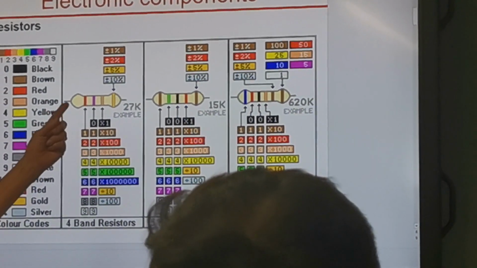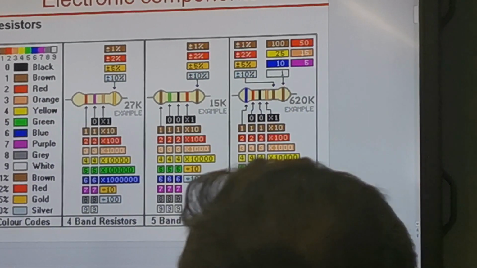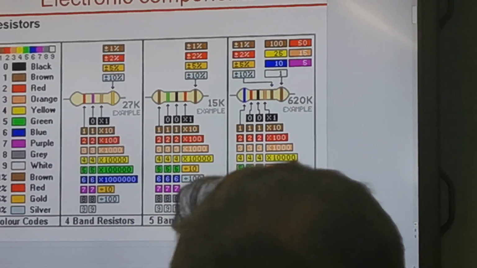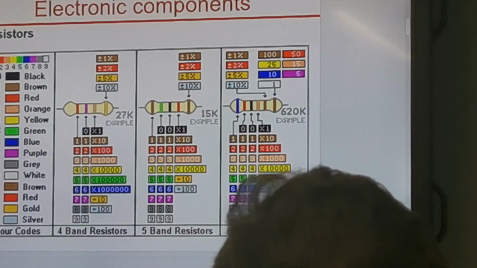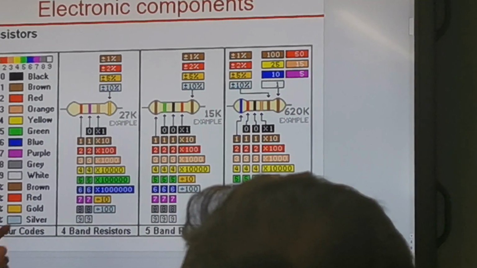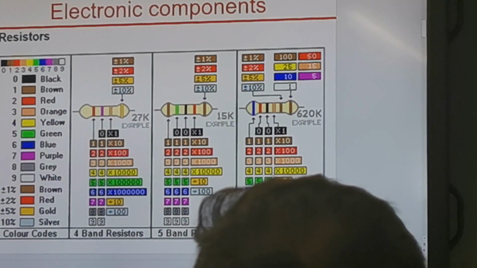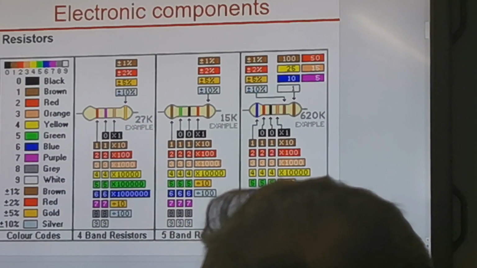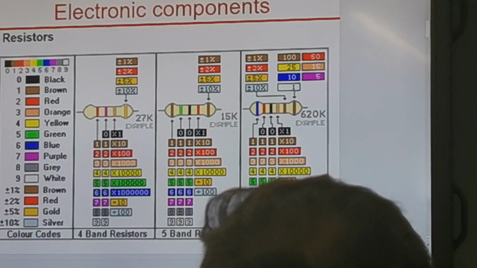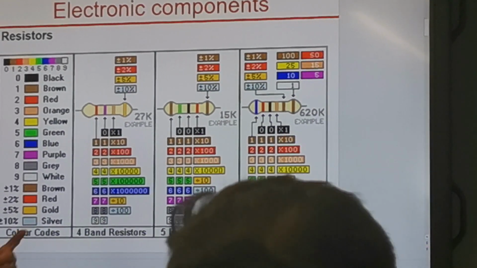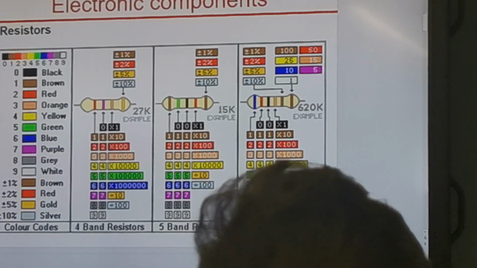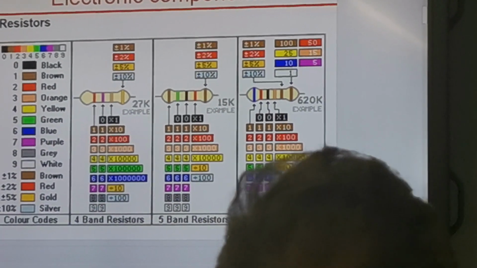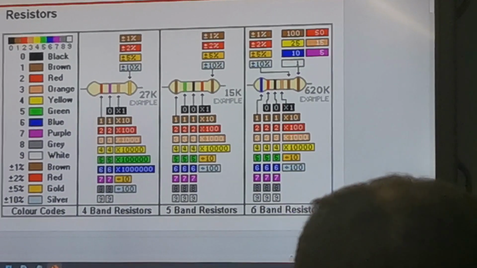The first 2 are the number place values, so 2, 7, and the third one's the multiplier. It's like a code, isn't it? Yeah, it's like a code. And this last one tells you the accuracy, plus or minus 1%. This one's yellow, so it's saying it's 27,000 ohms, plus or minus 5%.